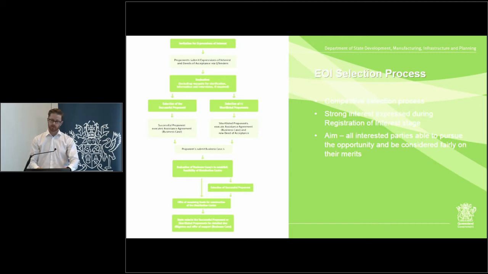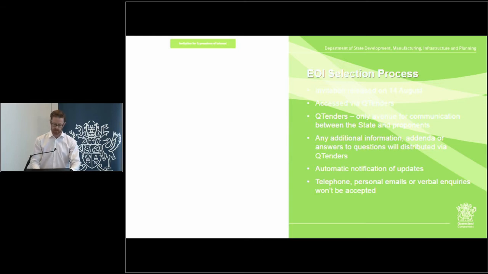The state wants to ensure that all interested parties are able to pursue the opportunity and be considered fairly on their merits. The invitation for expressions of interest, as Chris mentioned, was released on the 14th of August 2018, and it can be accessed via the Qtenders website. As mentioned, Qtenders is the state's secure online tendering system and the mechanism through which all communications between the state and proponents will be directed up until the EOI closes. This is to ensure fairness, transparency and symmetry of information that's being provided to proponents at all times.